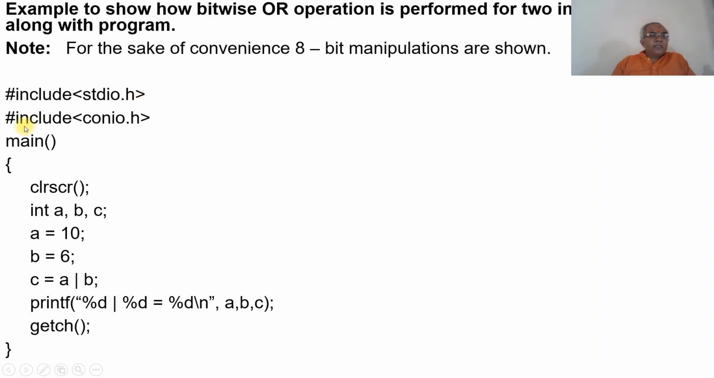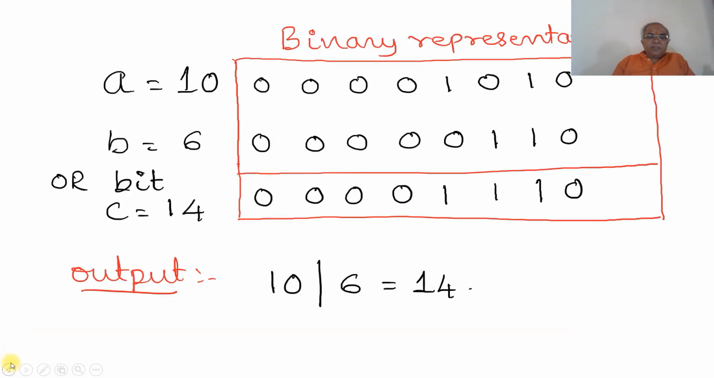Include stdio.h, include conio.h, main, clrscr, open the parenthesis, clrscr, int a, b, c. a is assigned the value of 10, b is equal to 6, and c is equal to a bitwise OR b. So printf "%d bitwise OR %d equals the result what you get is %d\n", a, b, c, and getch, and then close the parenthesis.